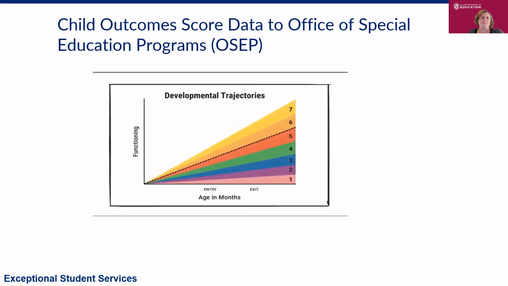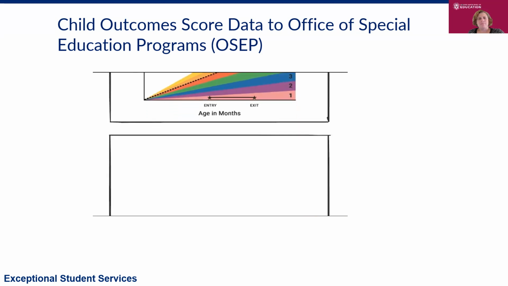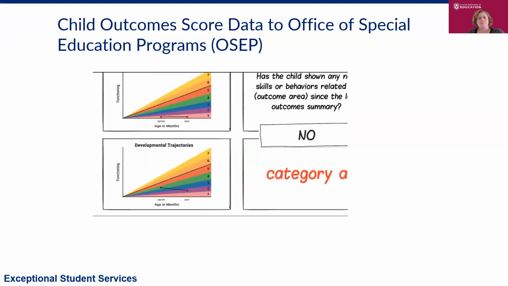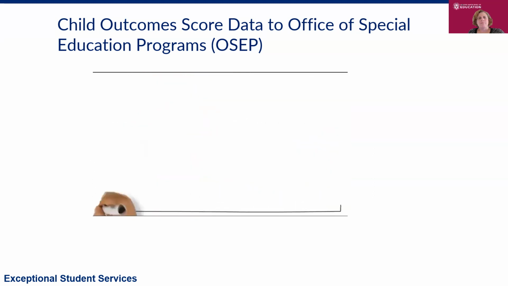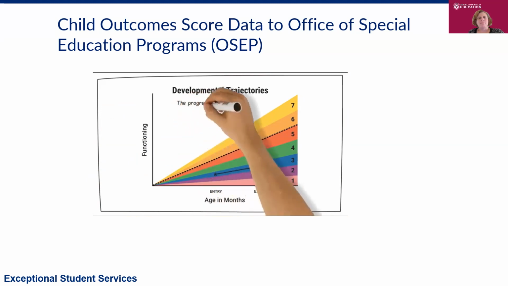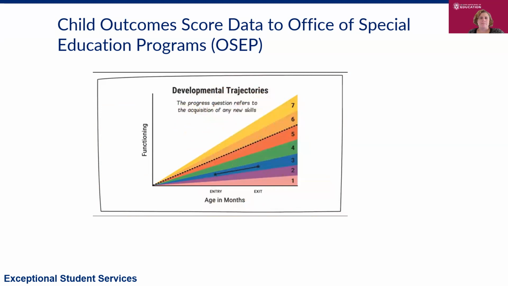This means the child's developmental trajectory was flat or went down. This is an example of a child who lost skills in the outcome area between entry and exit. Here's another example of Category A. Sometimes providers mistakenly answer no to the progress questions for a child who has the same rating in entry and exit. The progress question refers to the acquisition of any new skills. Children who maintain a rating of 2 or higher over time are acquiring new skills to be able to keep the same rating because what is expected of older children developmentally is more than what is expected of younger children.